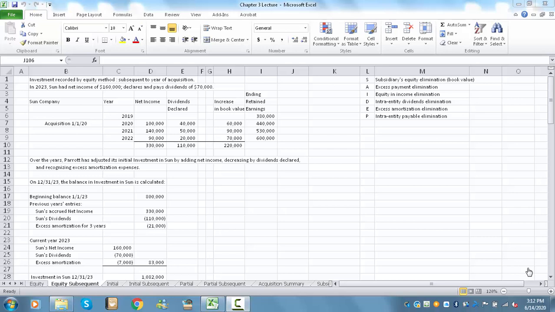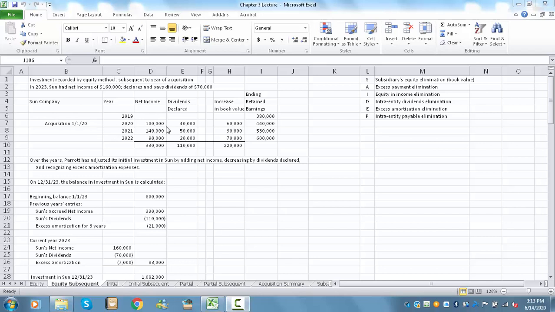This section is about the equity method in a year after acquisition, or subsequent to acquisition. So this example has skipped ahead now. The acquisition was January 1st, 2020, and now we're talking about 2023. In this year, Sun, the subsidiary, had a net income of $160,000 and paid dividends of $70,000.